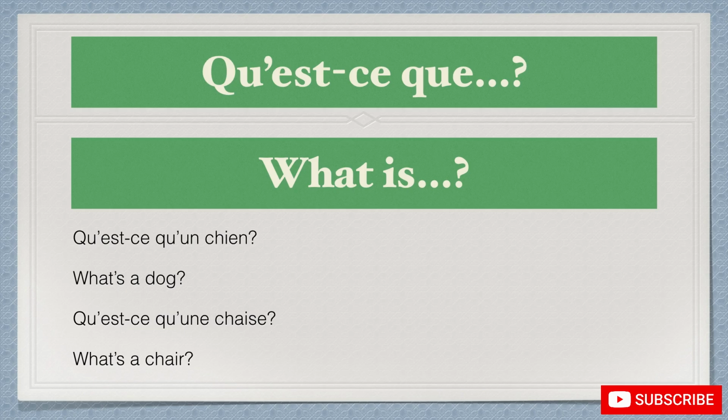Qu'est-ce que? What is... dot, dot, dot. So you have to fill in the dot, dot, dot. So for example, we have qu'est-ce qu'un chien? What's a dog? Qu'est-ce qu'une chaise? What's a chair? And you'll notice that this is slightly different from English because in this question there's actually no verb. So we have qu'est-ce que, which just means what usually, and then we have un chien, which is a dog. So literally we would have what a dog. So the verb is implied. So qu'est-ce qu'un chien would translate as what's a dog or what is a dog.